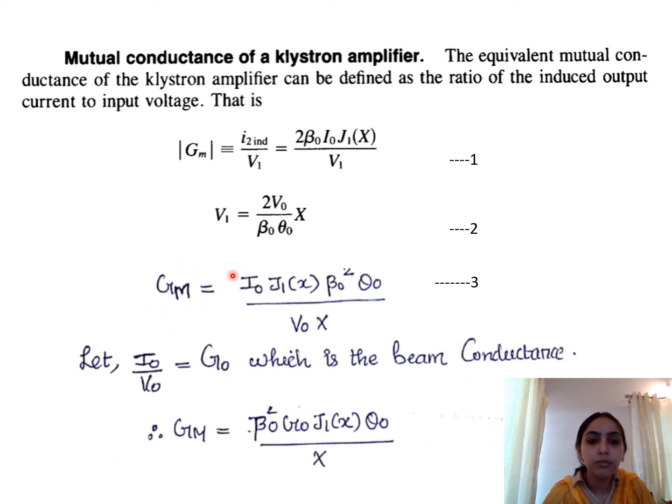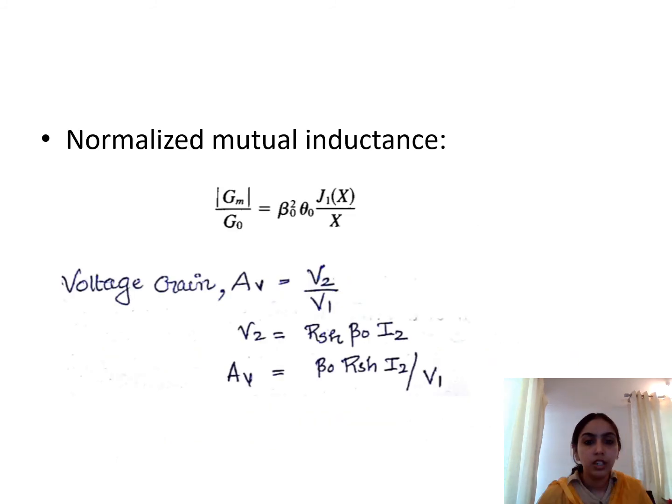Now from this expression, I0 divided by V0, I can take to be G0, the beam conductance. So again rewriting the expression for Gm, I get the expression as such. Continuing from the previous equation, we can write the expression for the normalized mutual conductance, Gm by G0, as such.